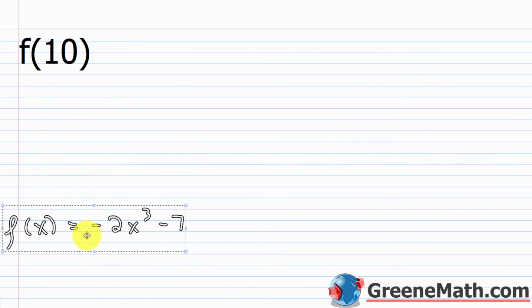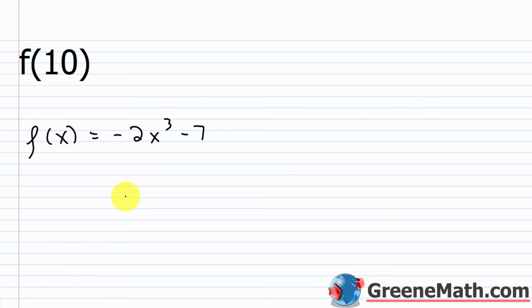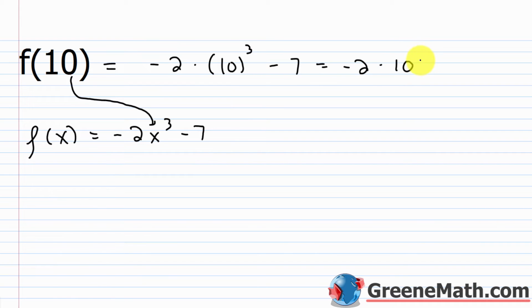All right, so let me paste our function here. So f of 10. So what am I going to do? Again, all I want to do is plug a 10 in for x. So I'd have negative 2 times 10 cubed, then minus 7. 10 cubed is 1,000, right? It's a 1 followed by 3 zeros, then minus 7. So I would do negative 2 times 1,000 first. That would be negative 2,000, then minus 7. This is going to end up being negative 2,007. So f of 10, or the function's value when x equals 10, is negative 2,007.